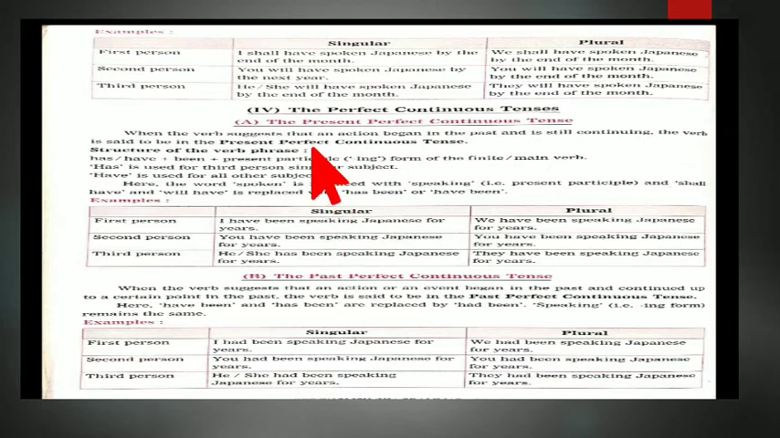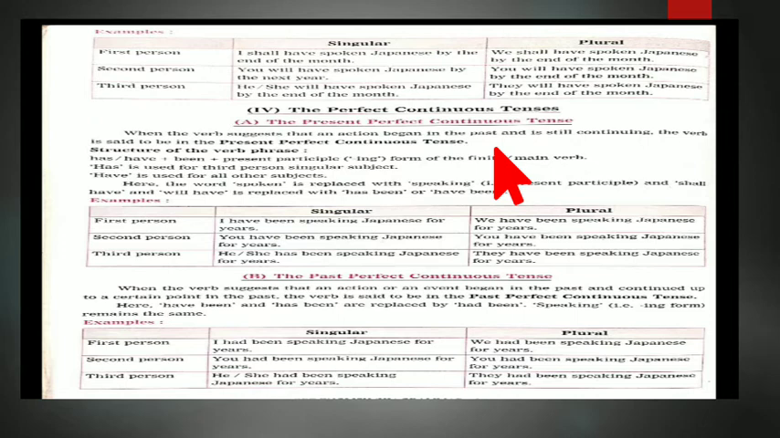Now coming to the perfect continuous tense. When the verb suggests that an action began in the past and is still continuing, the verb is said to be in the present perfect continuous tense. Now, what is the structure of the verb phrase? It will be has or have been plus the present participle, that is the ing form of the verb. Here the word spoken is replaced with speaking.